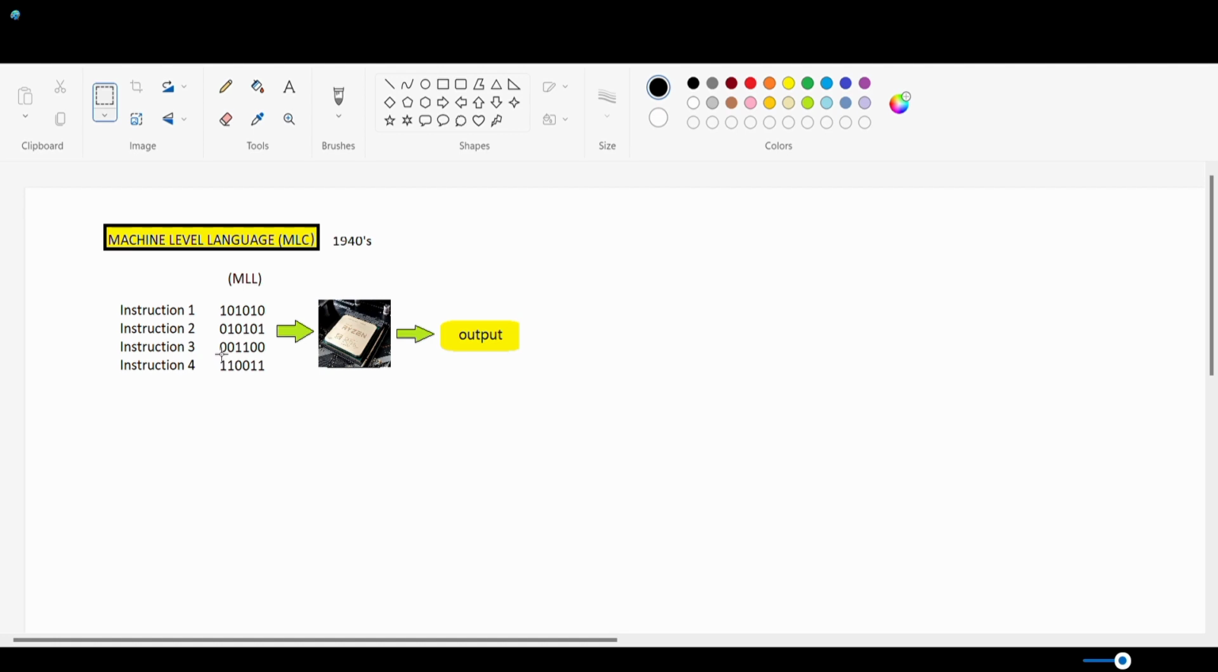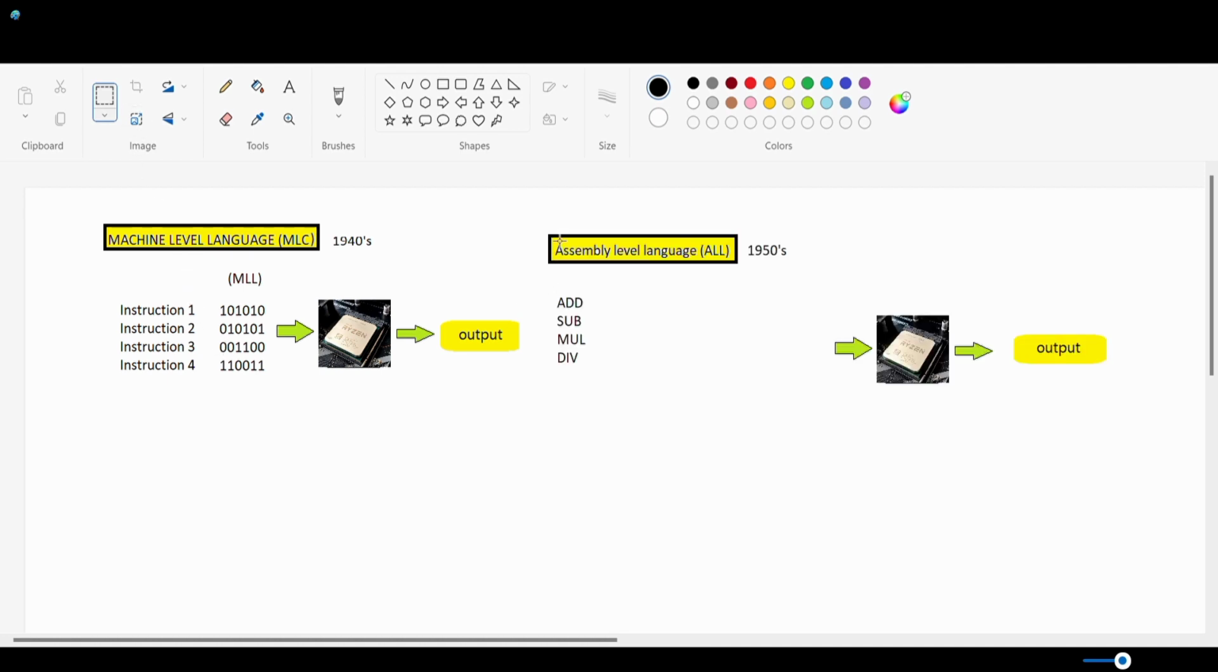Then a new approach was decided in the years of 1950s. They thought, instead of using a long sequence of zeros and ones, a single reference can be given. For that, they came up with a language which is assembly level language. So as you can see, instead of using zeros and ones, they started using a word to perform tasks like addition, subtraction, etc. So my friend, if this assembly level language I give to a microprocessor, will it give us output?